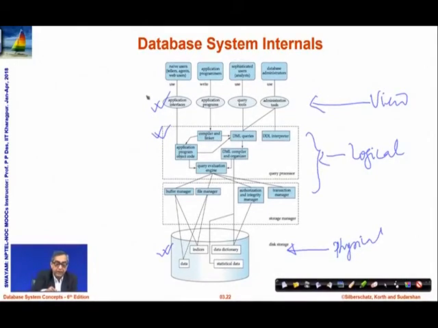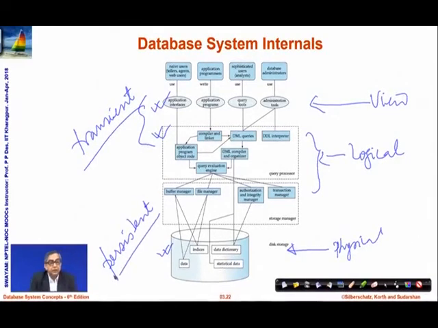So, these data are transient, they will disappear as soon as the application is over, but these data are persistent, they exist beyond this, and the architecture supports that whole gamut of applications, from transiency to persistency of the data at the storage.